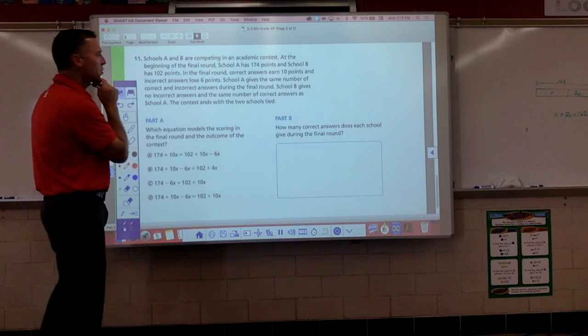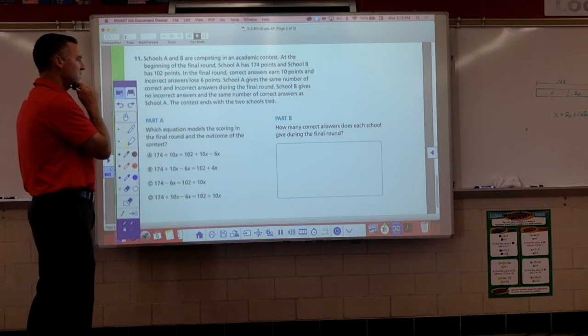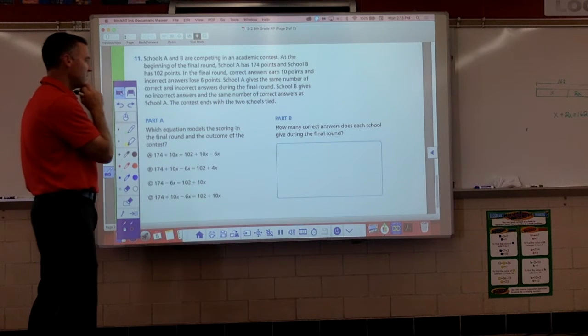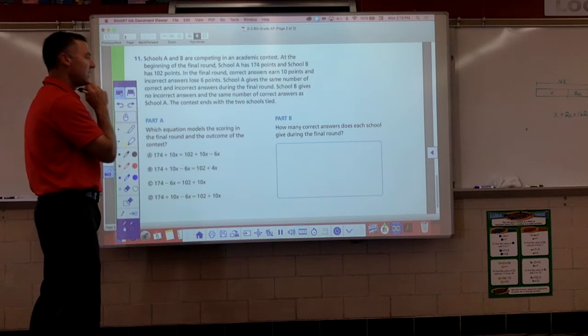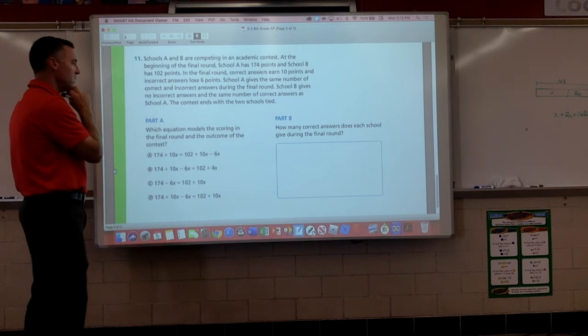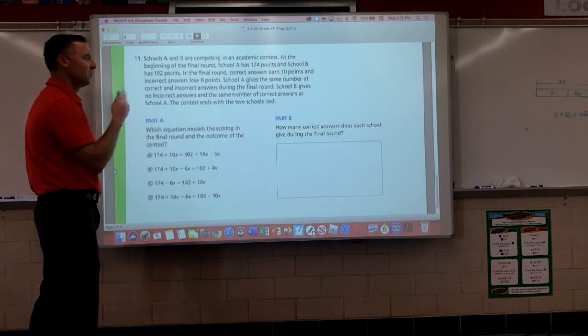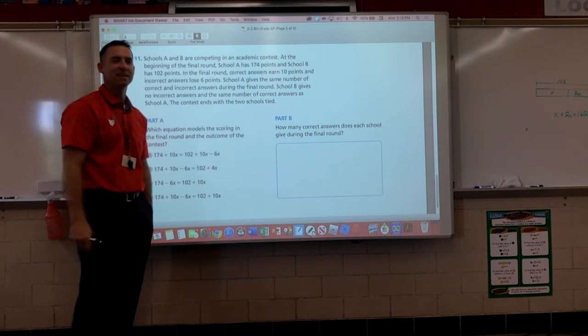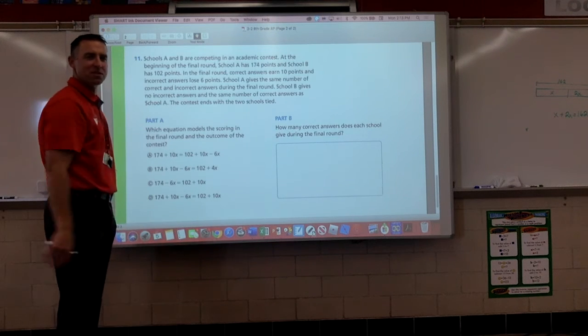If you lose points, I wonder if that's going to be adding or subtracting. I think if you're losing 6, you're taking 6 points down. School A gives the same number of correct and incorrect answers during the final round. School B gives no incorrect answers, and the same number of correct answers as School A. The contest ends with the two schools tied.